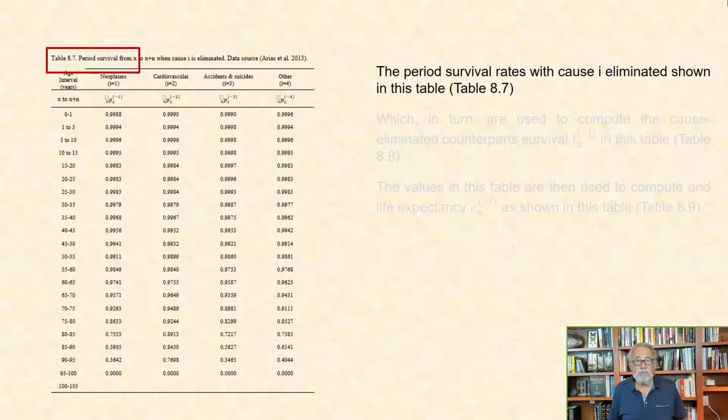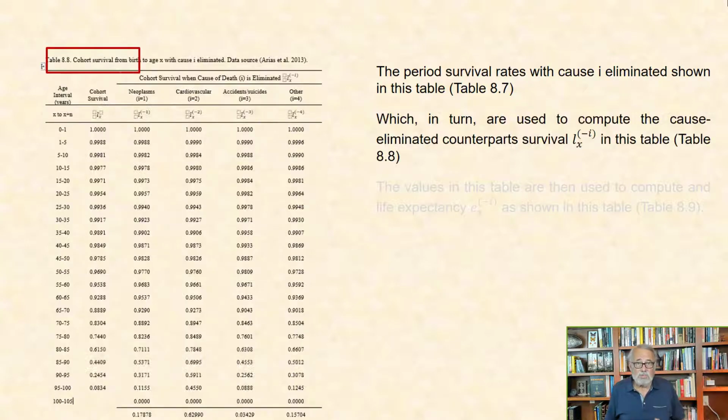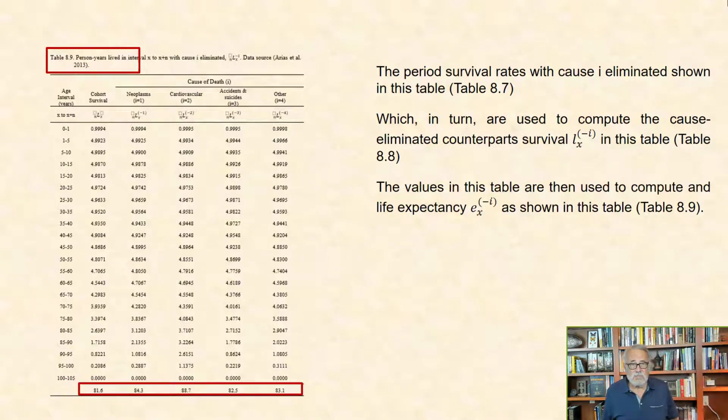The period survival rates with cause i eliminated are shown in this table, table 8.7, which in turn are used to compute the cause-eliminated counterpart survival in this table, table 8.8. The values in this table are then used to compute life expectancy as shown in table 8.9.